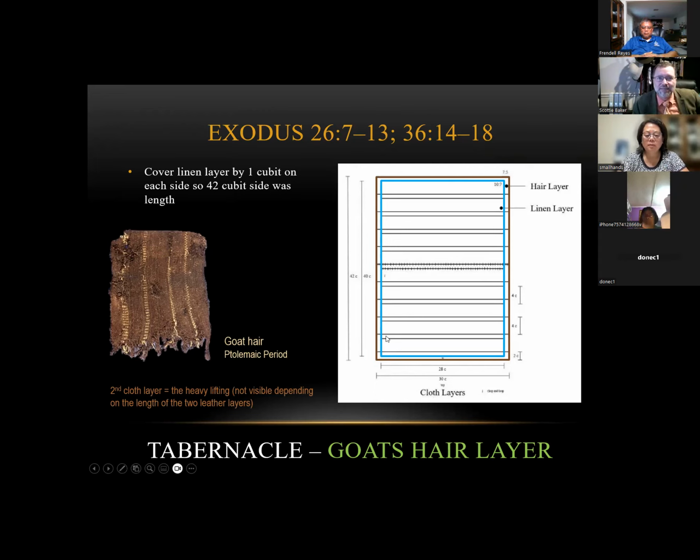And each of these, the way that it's described, there's no seam that actually touches any other seam going across, except for where it might overlay. So it actually is a beautifully designed structure, made right. By the way, this is goat's hair. It's from the Ptolemaic period, the time of the Greeks, the time of Cleopatra. But you get an idea of what goat's hair looks like.